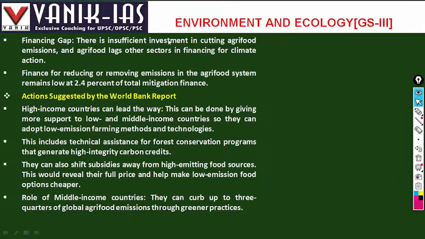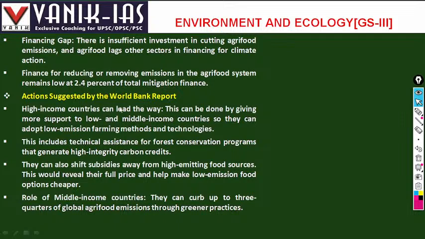Financing the gap: there is insufficient investment in cutting agri-food emissions, and agri-food lags other sectors in financing for climate action. Finance for reducing or removing emissions in the agri-food system remains low at 2.4% of the total mitigation finance. That means agri-food production is one of the major greenhouse gas emitters globally.